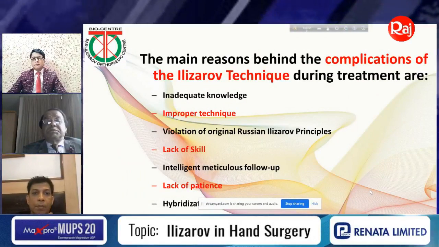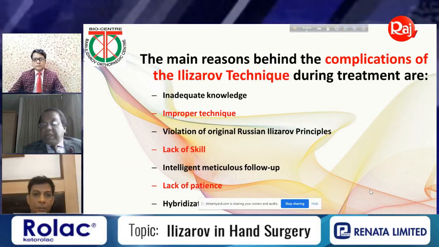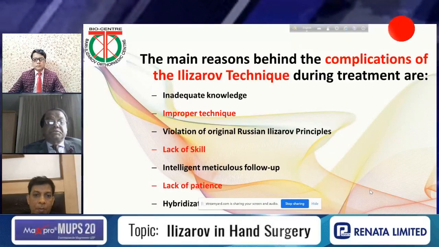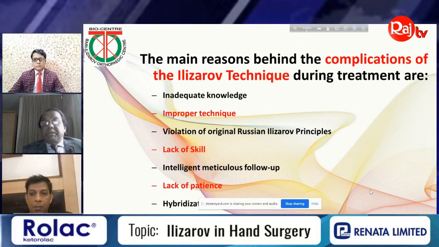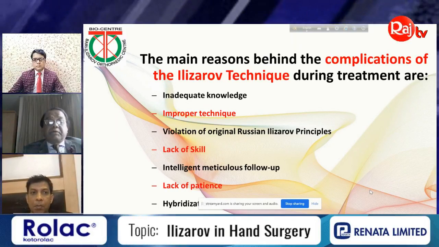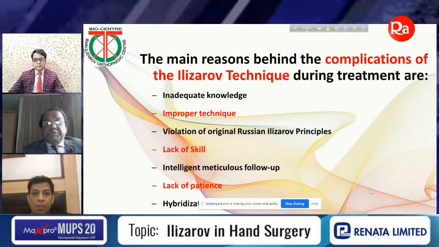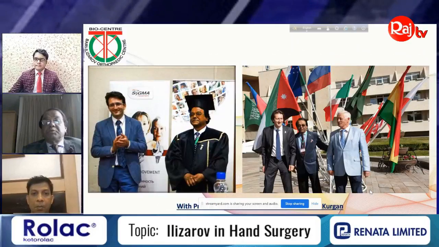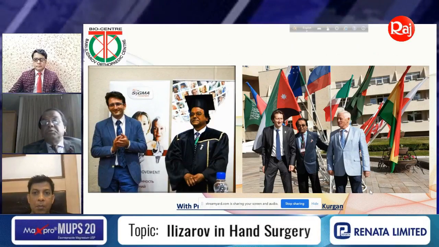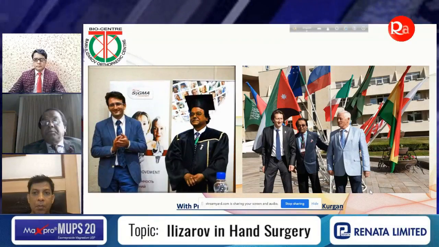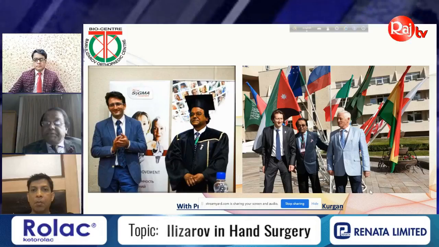So I always tell this: complications of Ilizarov technique during treatment are inadequate knowledge, improper technique, violation of the original Russian Ilizarov principles, lack of skill, lack of intelligent meticulous follow-up, lack of patience, and hybridization. So these are the few cases that I have shown you, how you can put the Ilizarov in closed and open trauma cases of the hand.